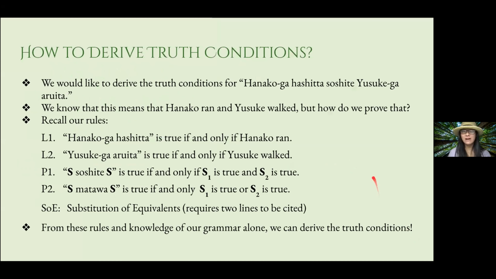And we're going to derive truth conditions now for this sentence. Hanako ga hashita soshite Yusuke ga arita. And we have all these rules that we can use. And from these rules and our knowledge of the grammar that we have, we're going to derive the truth conditions.